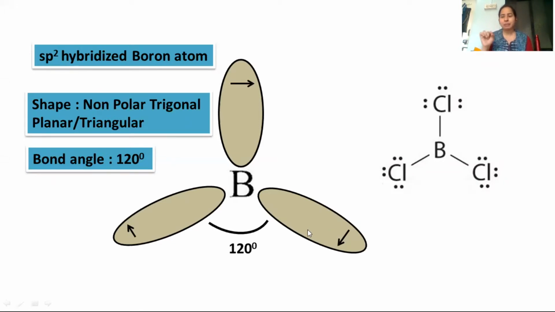So put the heading as important structures of group 13, 14, 15 elements. First one is boron trichloride, BCl3. You can draw this structure and you can write down all these points about BCl3: shape, bond angle and the hybridization.